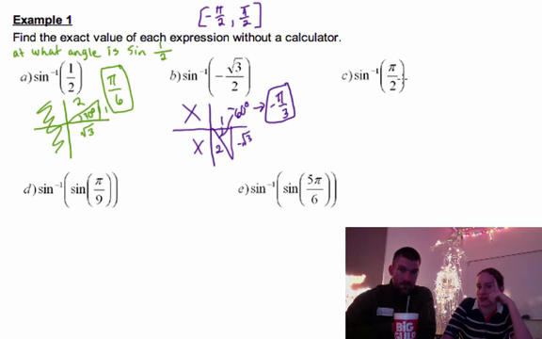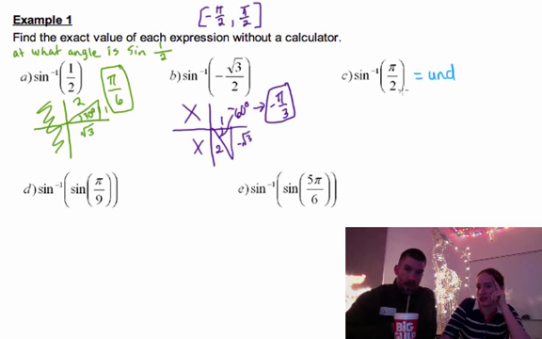Hang on a second. That doesn't make any sense. In fact, that's undefined. That's like an error. What? Why is it undefined? I don't understand. Because we can't take the inverse sine of an angle. We use inverse sine to find an angle. We don't take it of an angle.